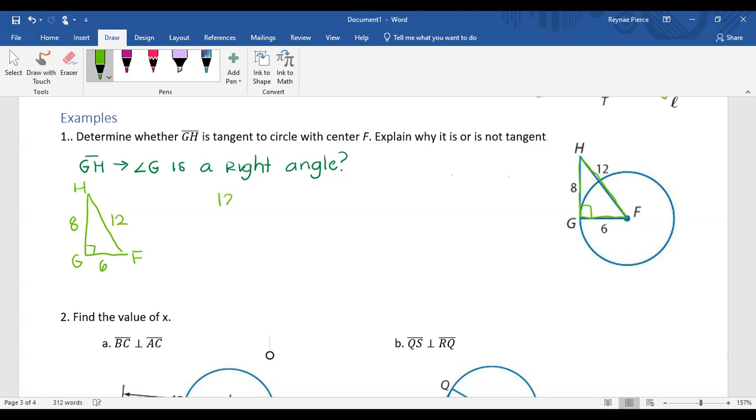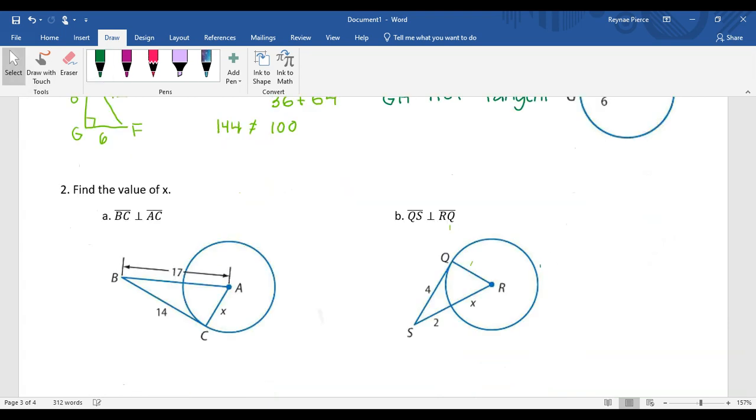Is c squared, so is 12 squared equal to 6 squared plus 8 squared? Six squared is 36. 8 squared is 64. When we add those together, we get 100, but 12 squared is 144. So since angle G is not a right angle, GH is not tangent to the circle.